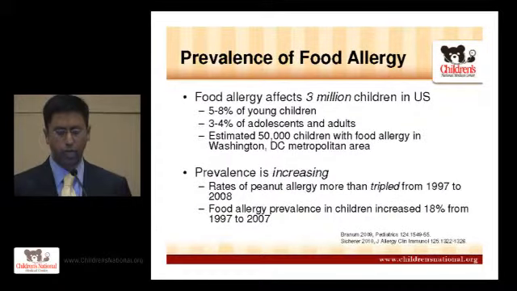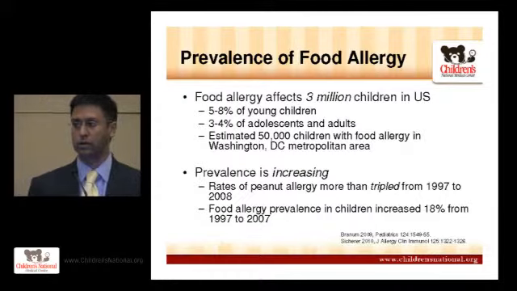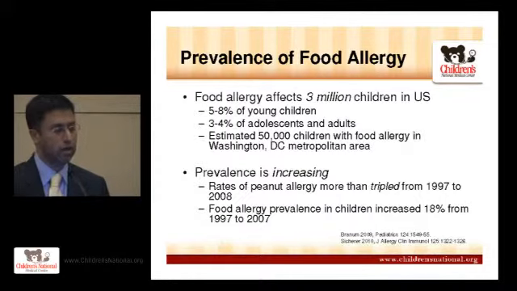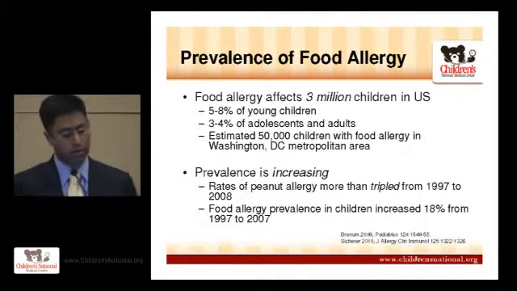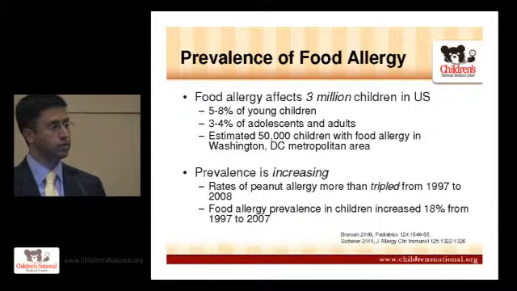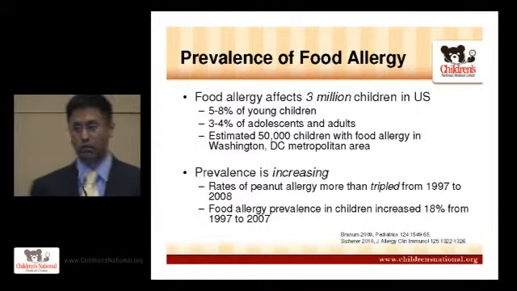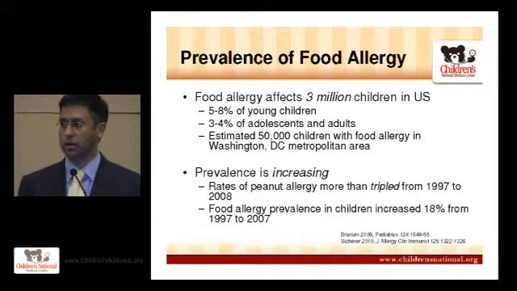In terms of the prevalence of food allergy, as many of you probably would guess, the numbers are quite high. And currently our best estimate is that 3 million children in the U.S. are affected by food allergy. And just to put that into perspective, asthma, which is in fact the most common chronic illness of childhood, affects 6 to 7, maybe 9 million children. Food allergy isn't very far behind.